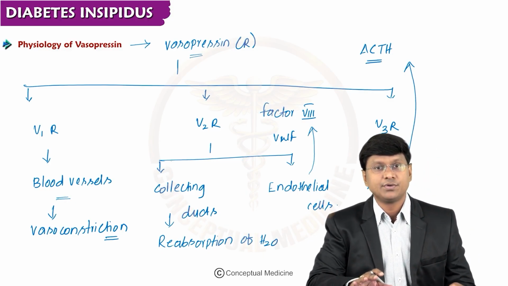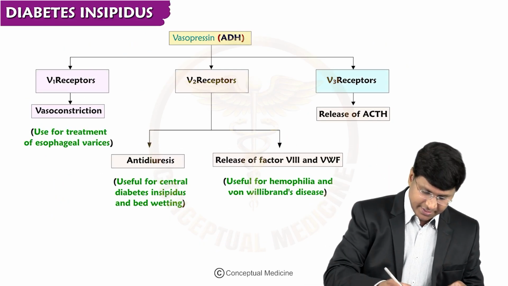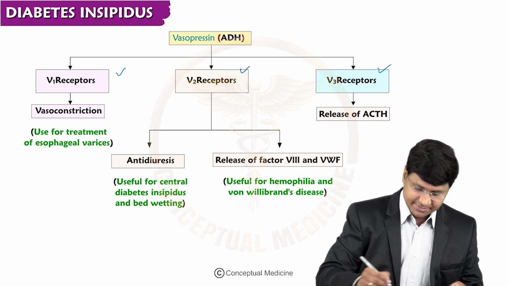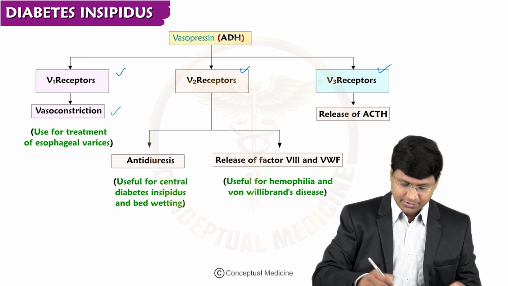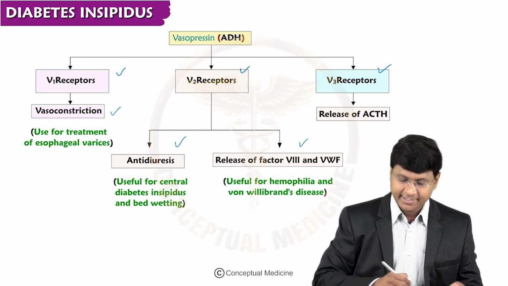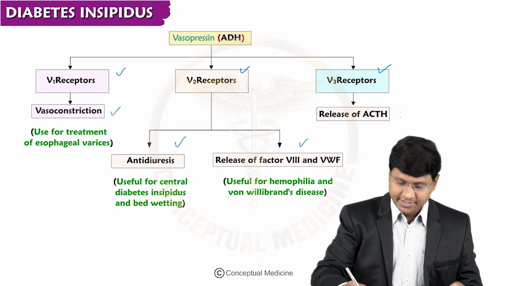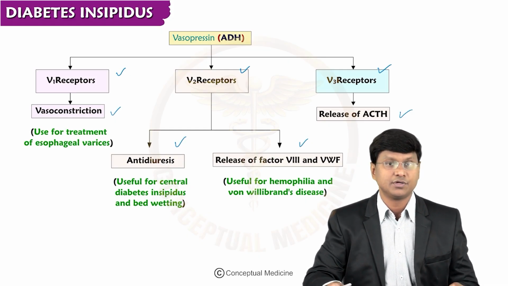So this is about your vasopressin receptor action. To summarize this, we have V1, V2 and V3 receptors. V1 receptor action is required for vasoconstriction. V2 receptor action is required for antidiuresis and release of factor 8 and von Willebrand factor. And V3 receptor action is required for the release of adrenocorticotrophic hormone.